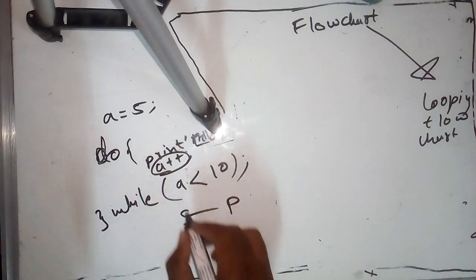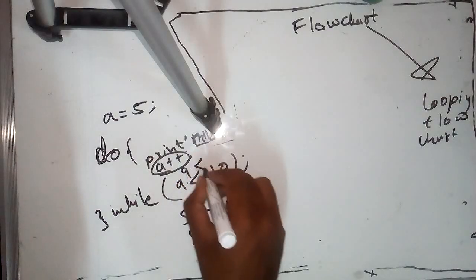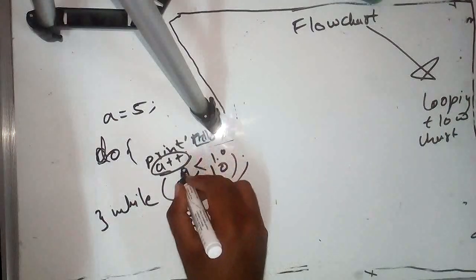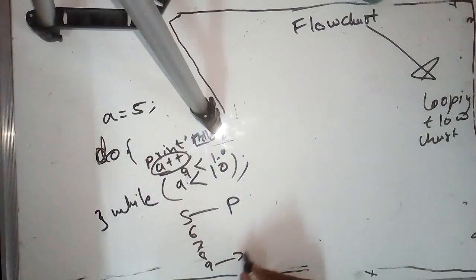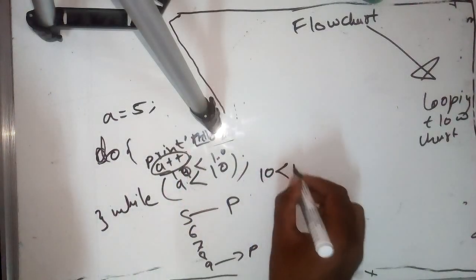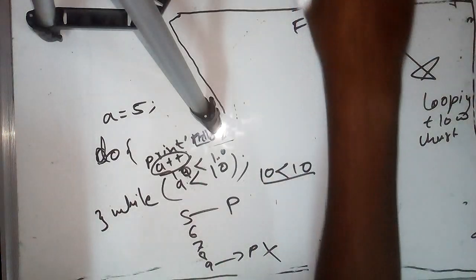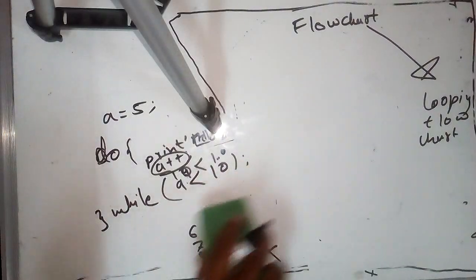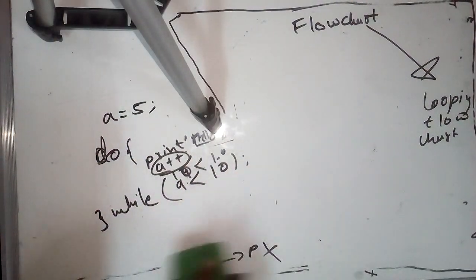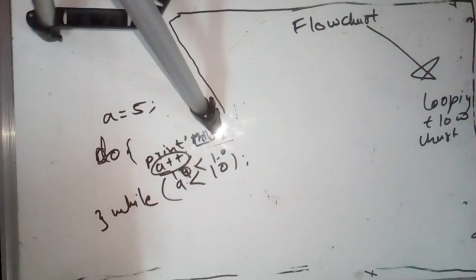Then we increment it, then the 5 becomes 6, 7, 8, and then when it becomes 9, the condition checking will happen here: is 9 less than 10? Yes, so it will print again. But when it becomes 10, we know that 10 is not less than 10. So for that purpose, this will stop the algorithm, and our program will get executed, it will return. That kind of flowchart representation is known as a looping flowchart.